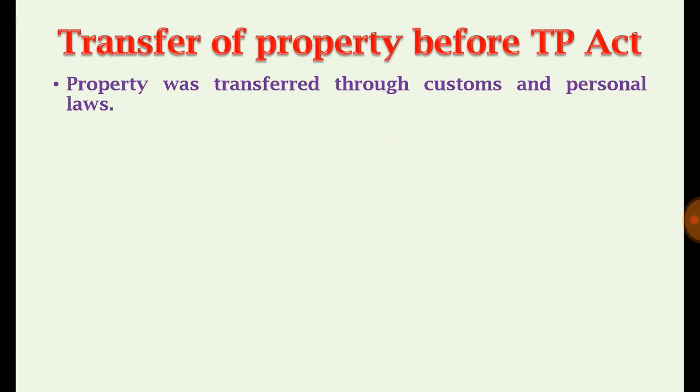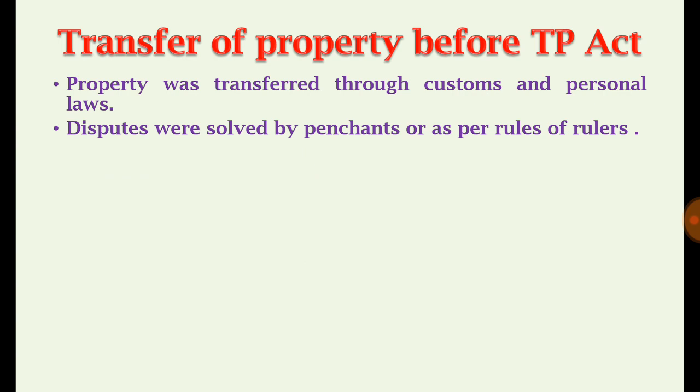We must see what the position was before the enactment of the Transfer of Property Act in India, because this act was enacted in 1882. Though we are not going to discuss that in detail, we are just going to discuss some key points. Before the enactment of the act, property was transferred through customs and personal laws. It means the law relating to transfer of property before the enactment of the Transfer of Property Act was customary law or personal laws. At that time disputes were solved by the panch system existing at that time, also called panchayats, and the rules to settle the dispute were decided by the panchas, etc.